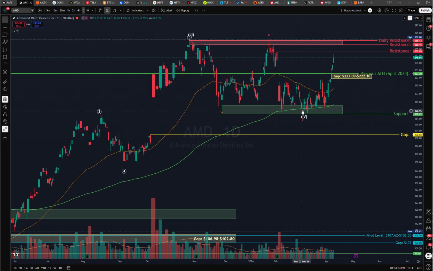AMD. AMD held its 200-day moving average. Still have a gap at the bottom here. Can you still see that gap? Yeah, close. Yeah, AMD still has a gap over here.